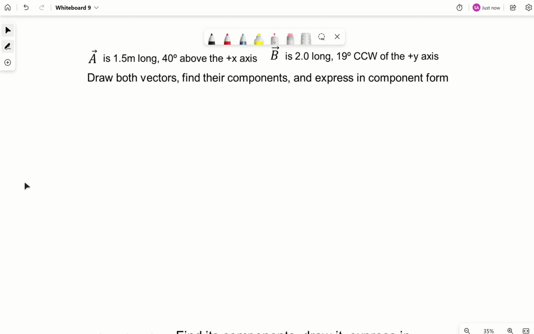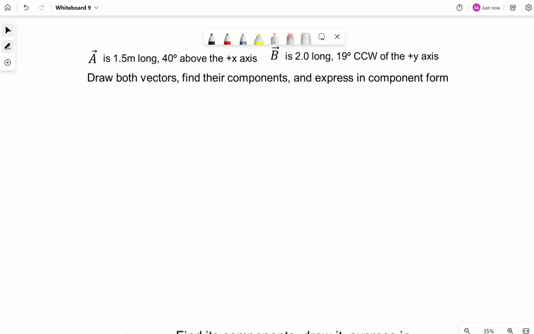Okay, so I'm going to do a problem where I break two vectors into components, and then I'm going to add or subtract the components. So we've got vector A, which is 1.5 meters long, and it's 40 degrees above the plus x direction. And B is 2.0 meters long, and it's 19.0 degrees counterclockwise of the plus y axis. I want to draw both of the vectors, find their components, and then express the vectors in component form.